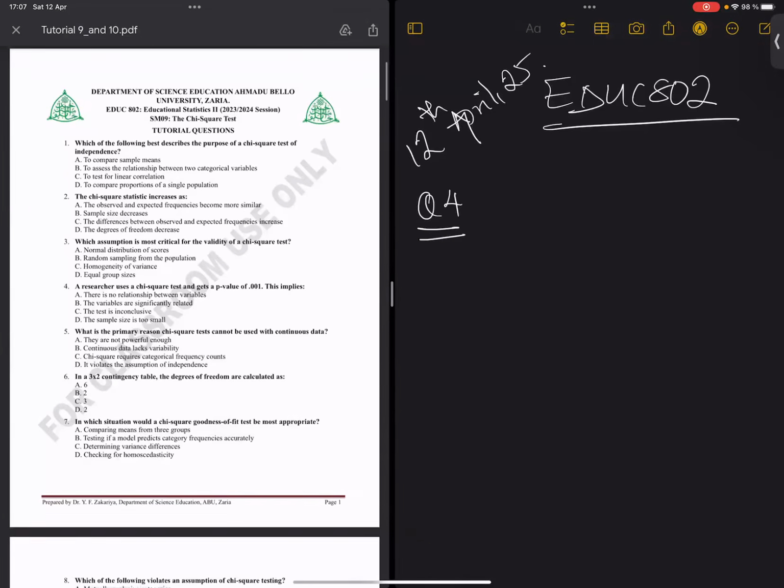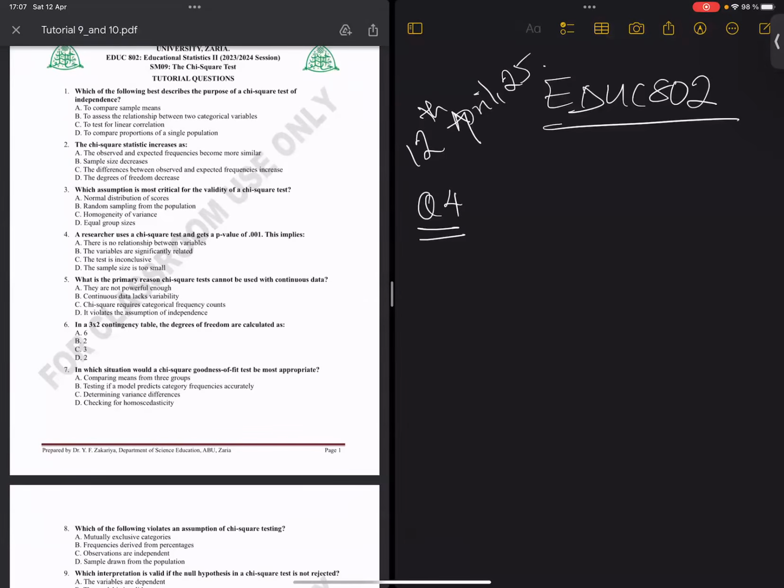Question number 4 says, a researcher uses a chi-square test and gets a p-value of 0.001. This implies dash. A, there is no relationship between variables. B, the variables are significantly related. C, the test is inconclusive. D, the sample size is too small.